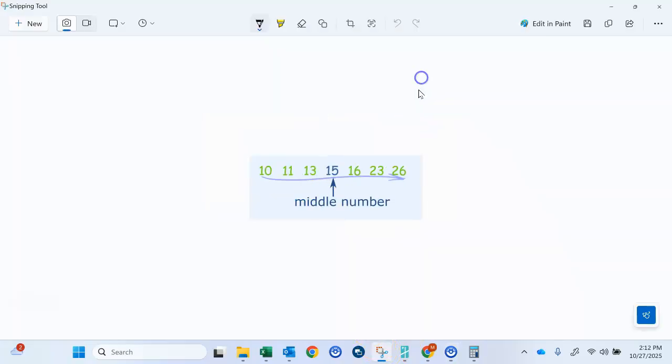So if you've got these numbers here, one thing you can do is take out the smallest and then the biggest. The next smallest, the next biggest. The next smallest, the next biggest. And what's left is in the middle, right? So let's say I have numbers like this.